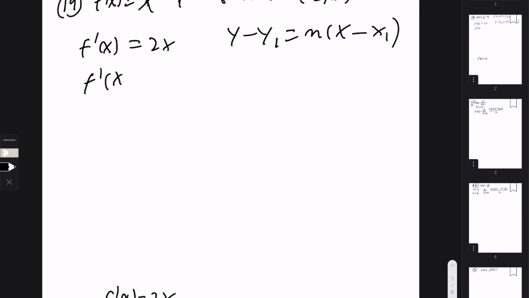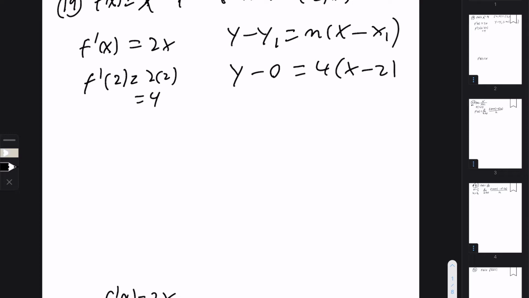So where do I want the derivative? I want the derivative at the point of tangency, which is this point, but the formula uses x, so I'm going to use a 2. It's 2 times 2 or 4, and I am done. My answer is that. What did I do? This is x1, bam, y1, bam, and the slope, bam, done.